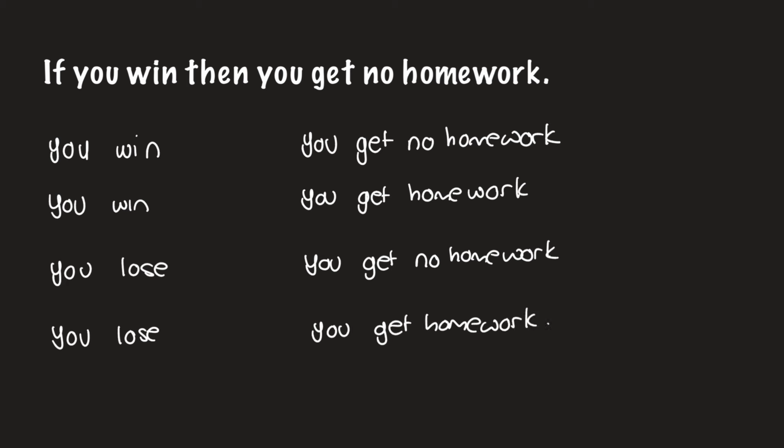So all we've done here is we've taken the statement, if you win, then you get no homework, and we've broken up the antecedent into its two possibilities, and the conclusion or the consequence into its two possibilities. And then we've just set up pairs of data. So we have the you win features twice with the option of you get no homework or you get homework. And you have you lose set up twice with the options of you get no homework and you get homework. And now you have all the different pairs of possibilities for this statement.